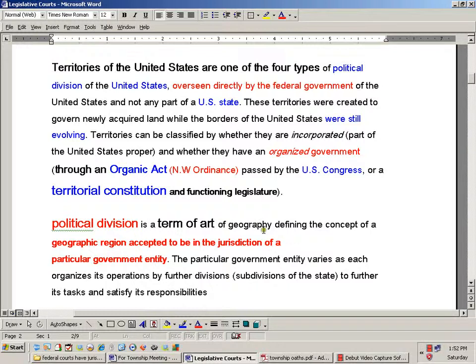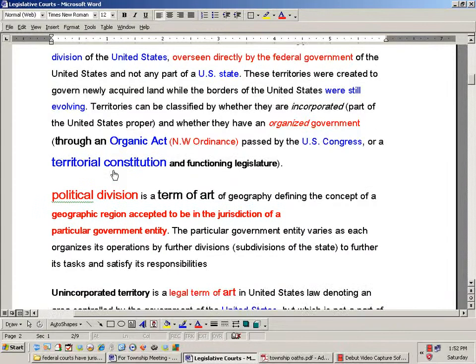Political division is a term of art, of geography, defining the concept of a geographical region accepted to be in the jurisdiction of a particular government entity. Okay, so a geographical region's a territory. So a territory accepted to be in the jurisdiction of a particular government entity. Okay, well, I'm going to say it's an organized government, which is the township is organized government, through the Organic Act, which is Northwest Ordinance. I can live with those organic laws.